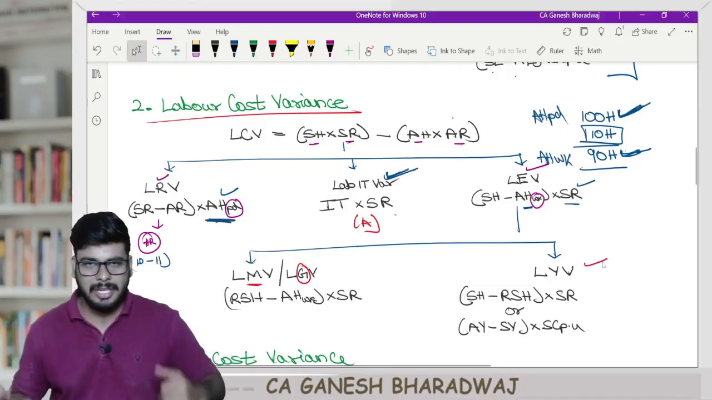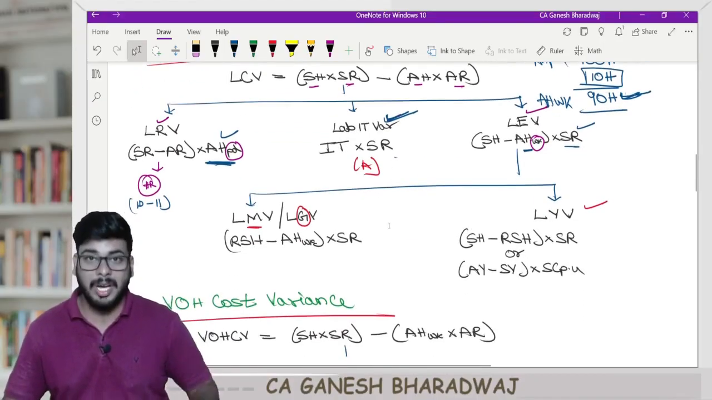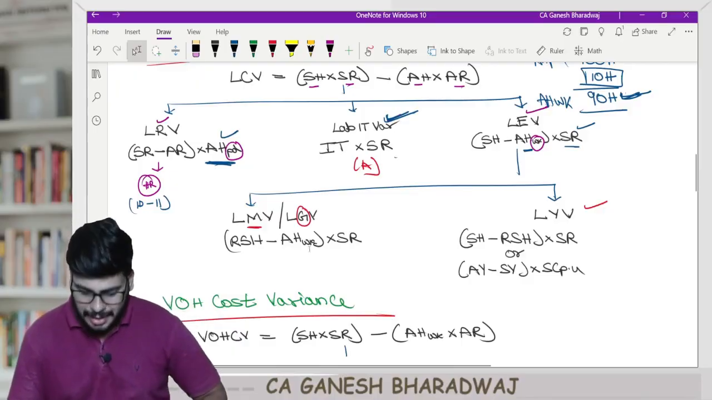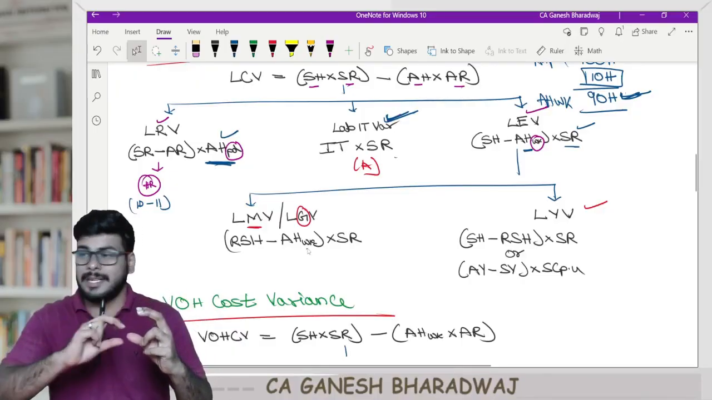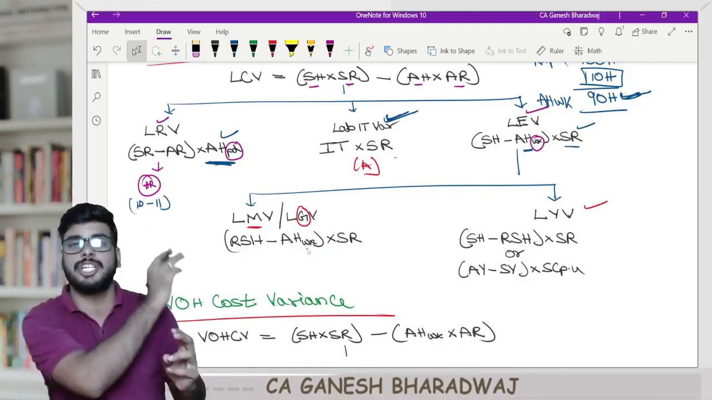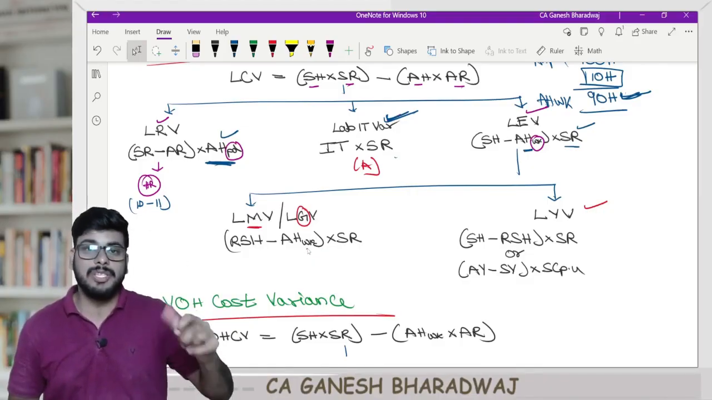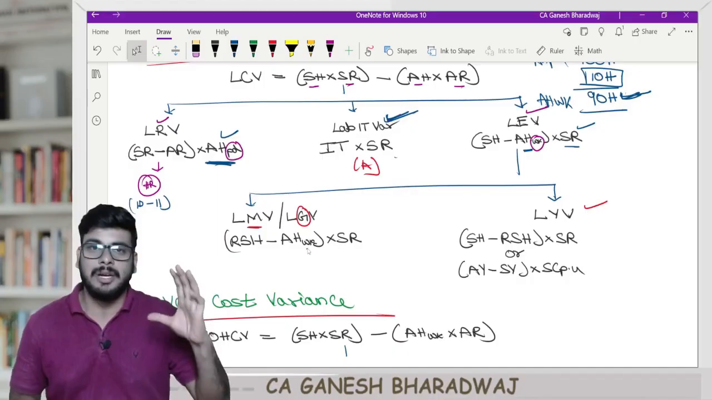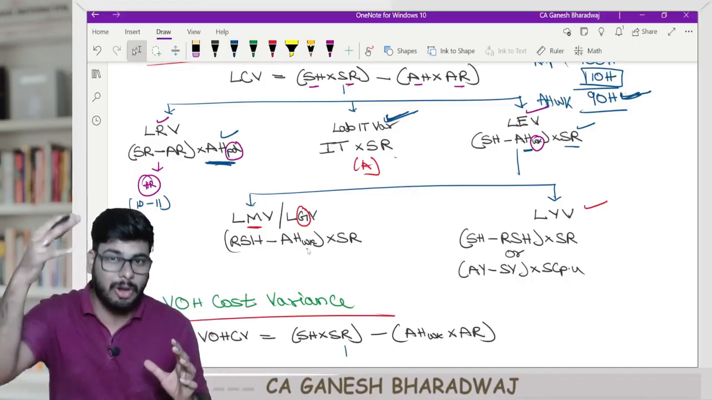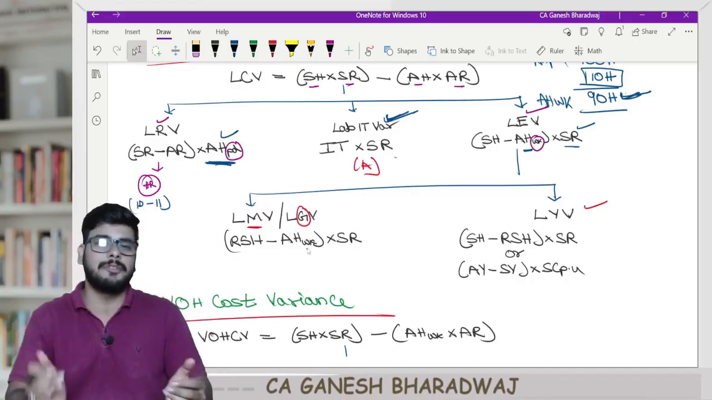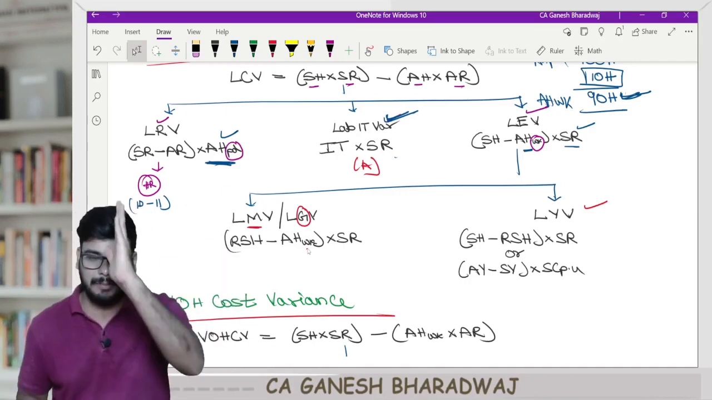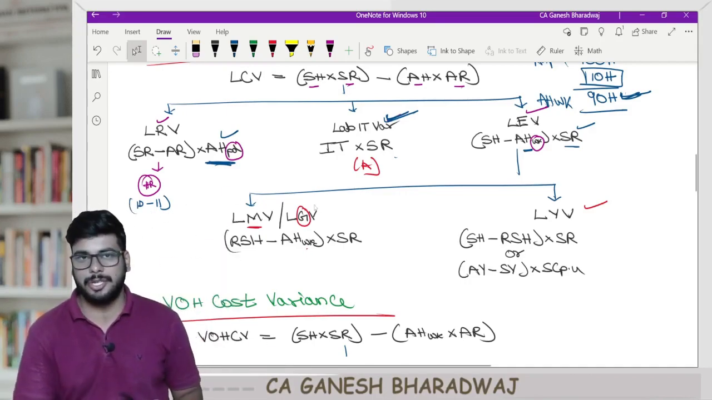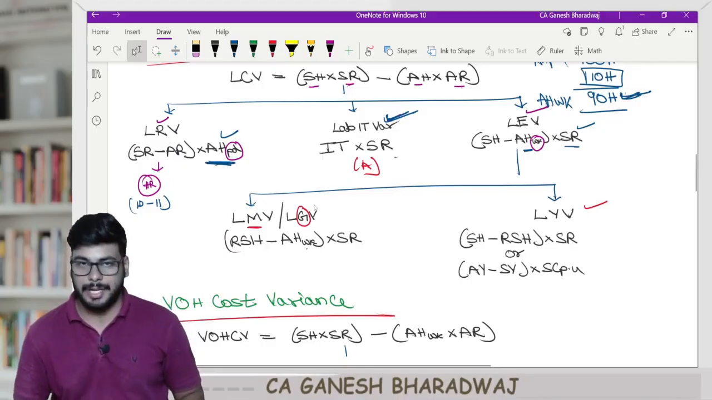Similarly, gang variance, what is the formula? Revised standard hours minus actual hours worked into standard rate. That is the variance attributable to the deviation in the mix. So if I am using more cheap labor and less costly labor, if I'm deviating from the mix, the amount of variance attributable to that deviation is what gets captured here under the mix or gang variance. Are you clear with this?